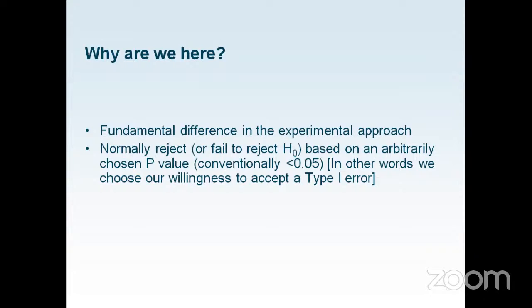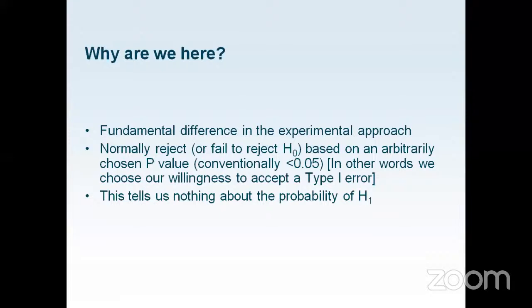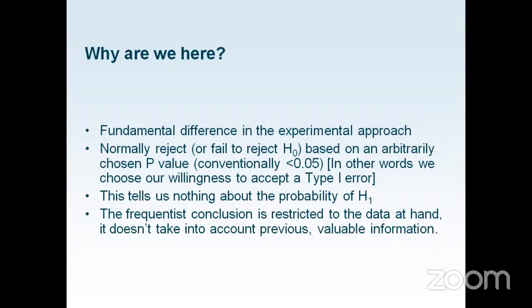So, fundamental difference in the experimental approach: normally we reject or fail to reject hypothesis 0, that is H0, based on an arbitrarily chosen p-value. Conventionally, as we know, it is less than 0.05. In other words, we choose our willingness to accept a type 1 error. This tells nothing about the probability of H1, which is non-null, that is the alternate hypothesis. The frequentist conclusion is restricted to the data at hand.